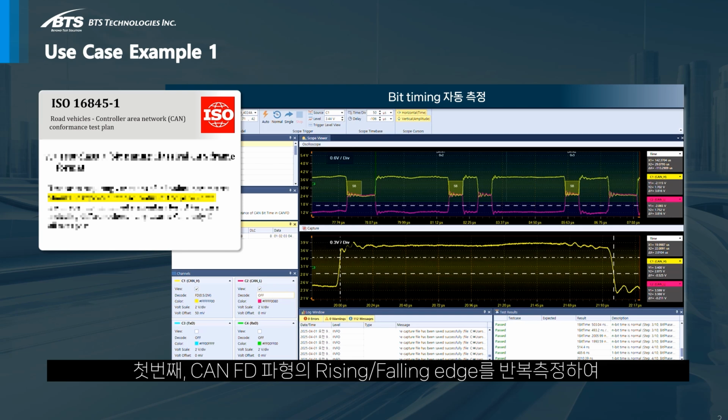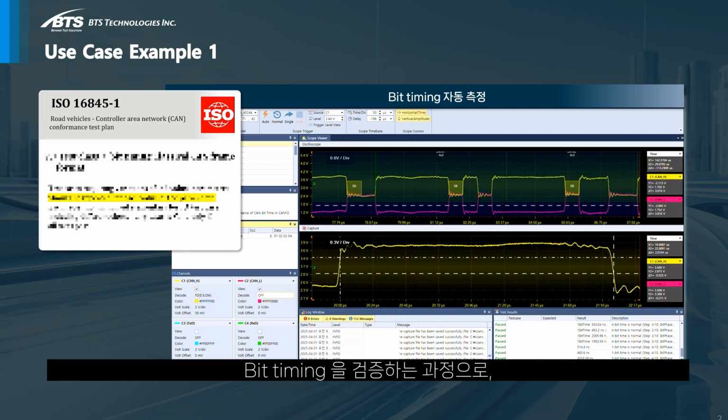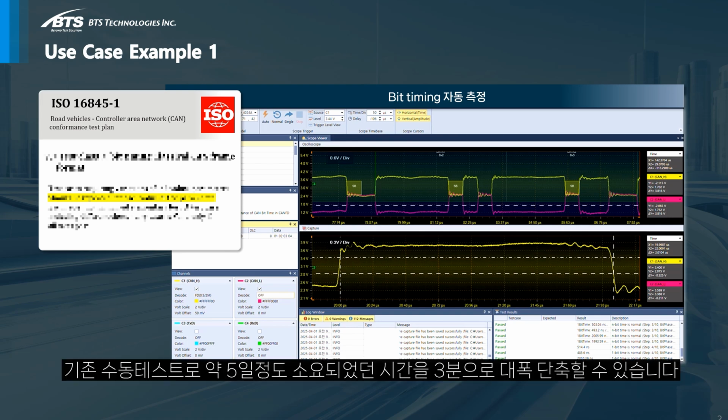First, in the process of validating bit timing by repeatedly measuring the rising and falling edges of the CAN-FD waveform, the ScopeAnalyzer can reduce the test time from about 5 days of manual work down to approximately 3 minutes.